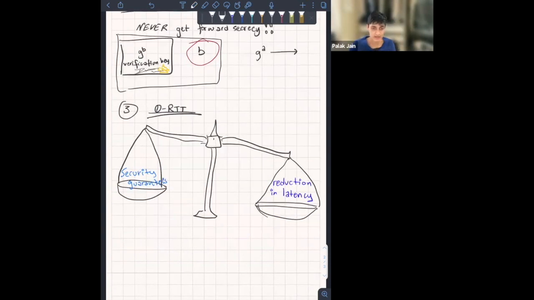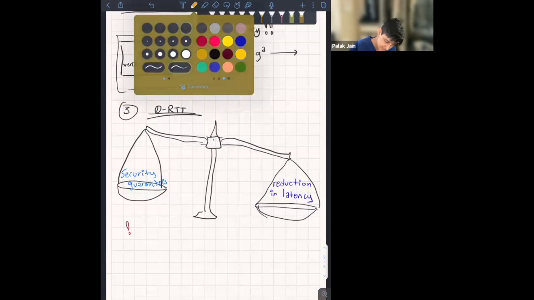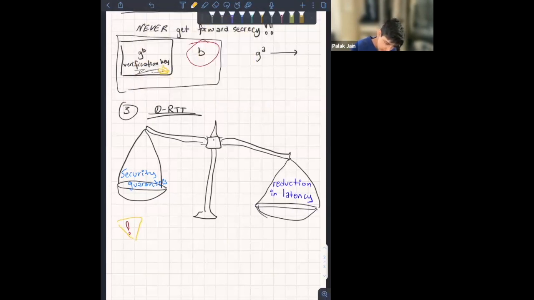So what's the trade-off? What breaks when you're trying to get a reduction in latency using something like zero RTT? What breaks is that you now enable replay attacks. So now we have this thing that's possible that wasn't possible before, and that's kind of the reduction in security.